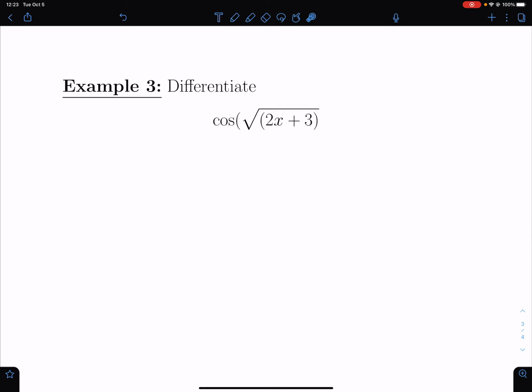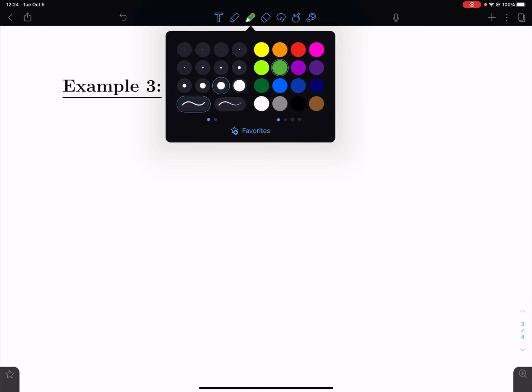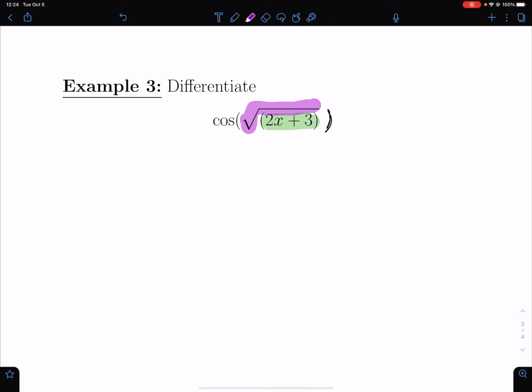Example 3. Ooh, this one should have had a closed parentheses here. But this one will have 3 functions. My innermost function will be 2x plus 3. My second layer will be square root. And then outside of all that, I've got this cosine. So here I'll have 3 parts on my table. I've got 2x plus 3, I've got square root of something, and then I've got cosine of something, and those are my 3 functions.